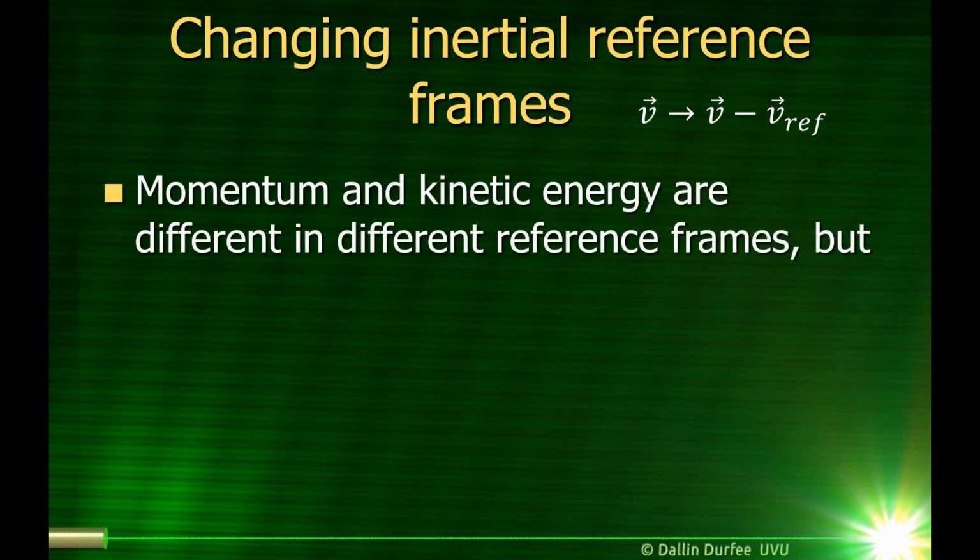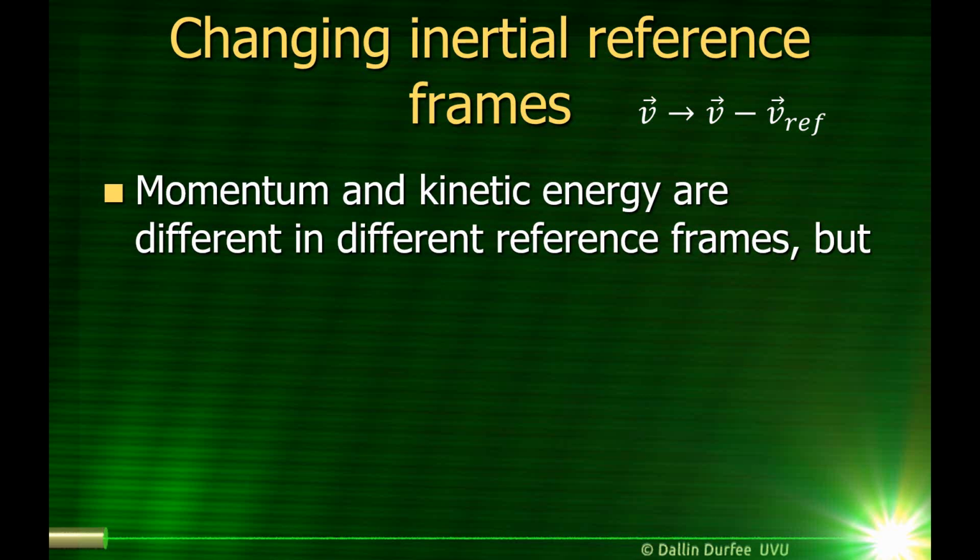Now, it turns out if I go from one inertial reference frame to the other, the momentum and the kinetic energy will be different in the different reference frames, right? If I have a ball that's sitting still in my reference frame, and someone rides by going east at 5 miles an hour, in their reference frame the ball is moving west at 5 miles per hour. So in my reference frame, the ball has no kinetic energy and no momentum, but in the reference frame of the person on the bike, the ball is moving, therefore it does have kinetic energy, and it has momentum in the backwards direction. All right?